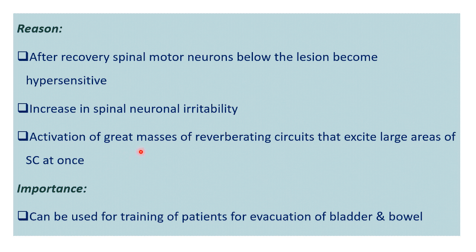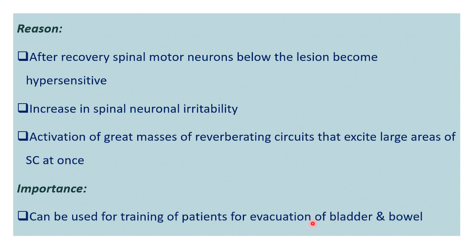So again, the most probable causes of mass reflex are the hypersensitive spinal neurons during recovery and spinal neuronal irritability, along with the activation of great masses of reverberating neuronal circuits. So why do we need to know this? Because we can use this in maintaining a spinal patient. We can use it to train a patient for evacuation of bladder and bowel.